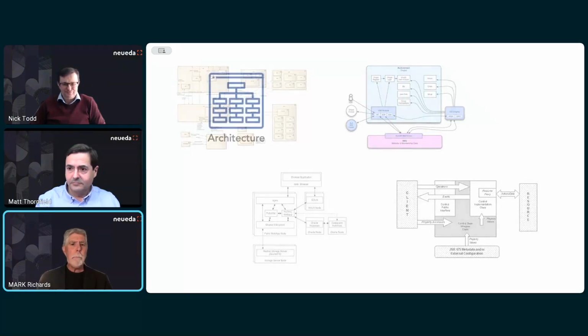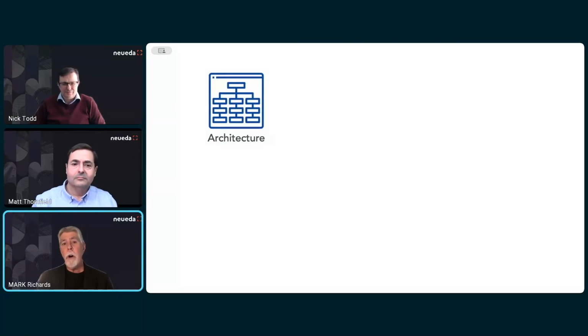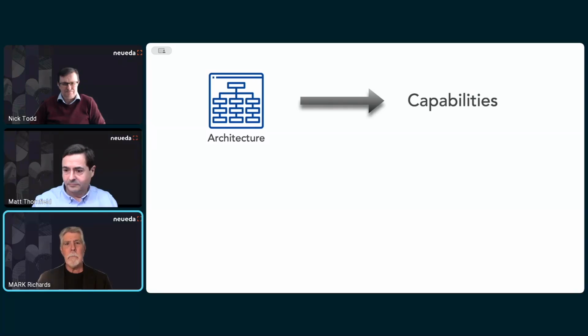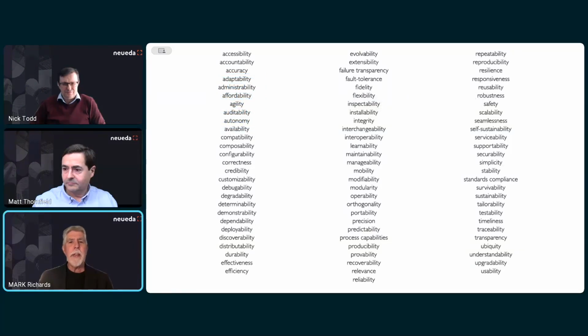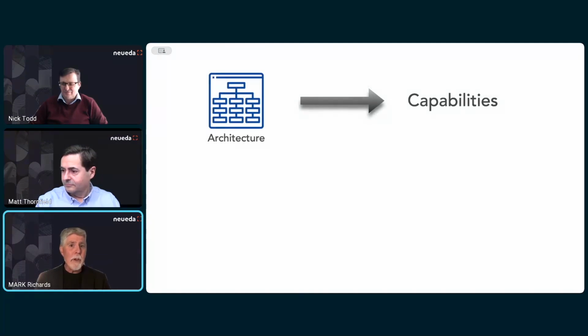Now, when we talk about architecture, what we're really talking about are the capabilities of a system. And when I refer to capabilities, I'm really referring to all of those ilities. Some people call these non-functional requirements. I call them architectural characteristics. Things like scalability, reliability, fault tolerance, maybe responsiveness, agility. These are all capabilities of a system. And those capabilities are what architecture supplies.